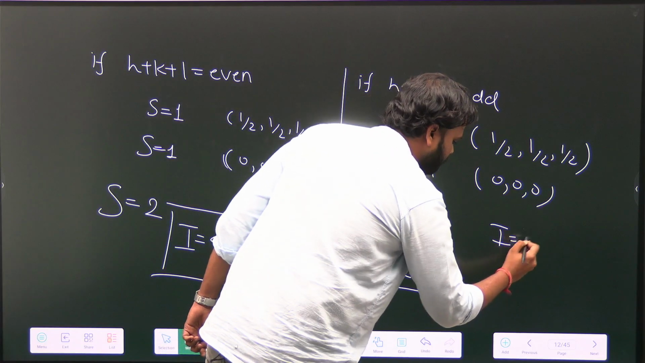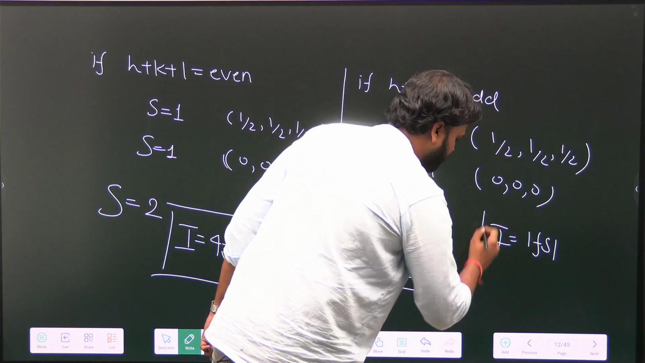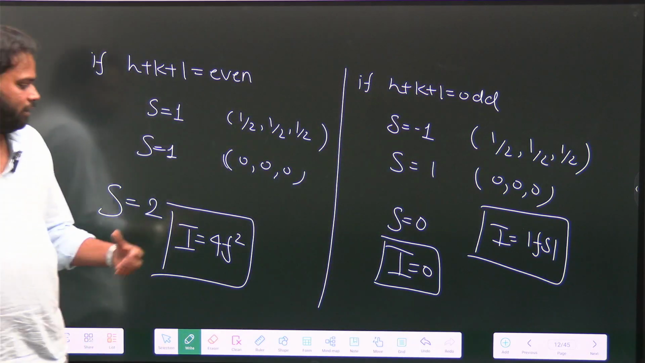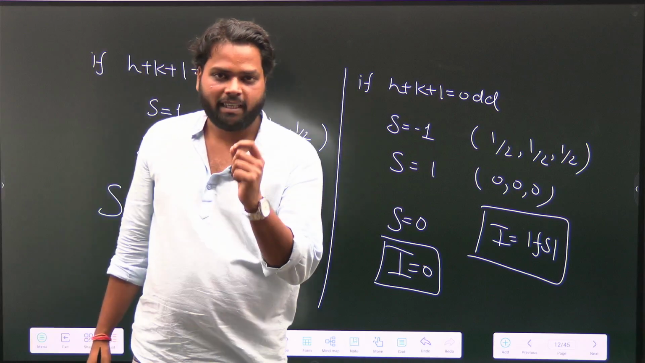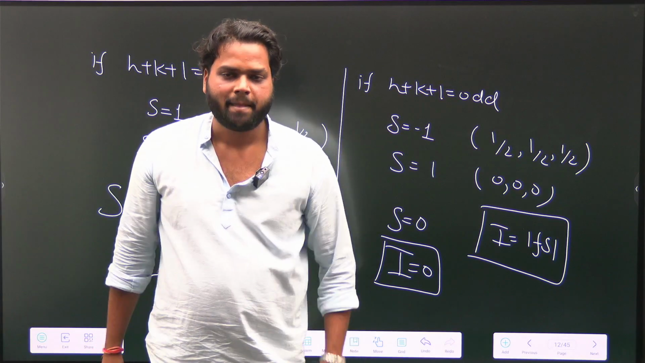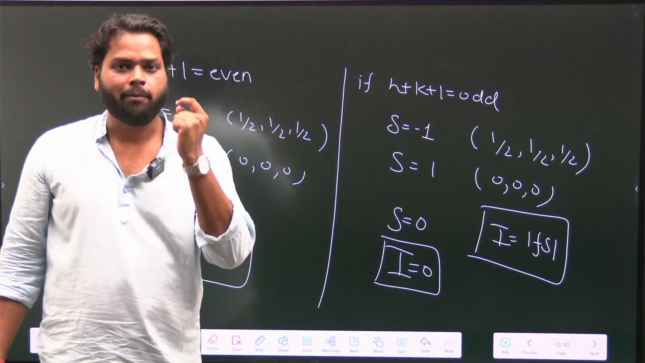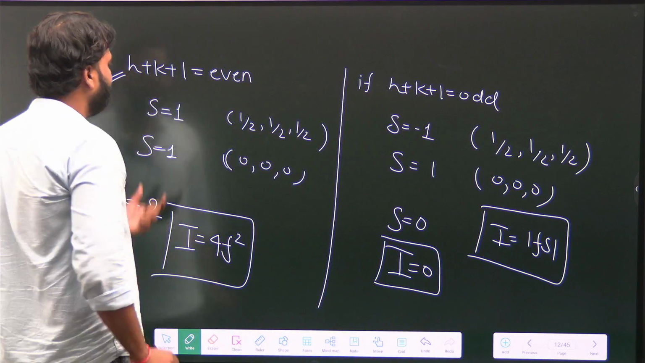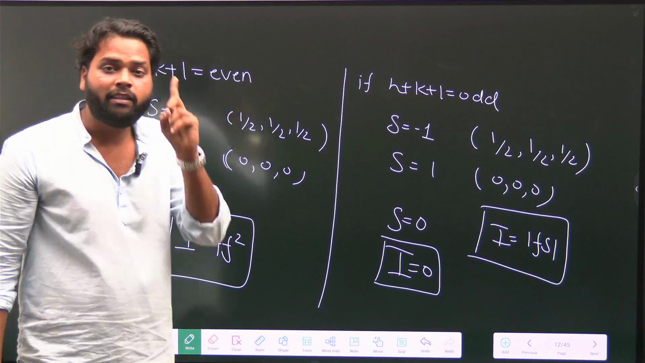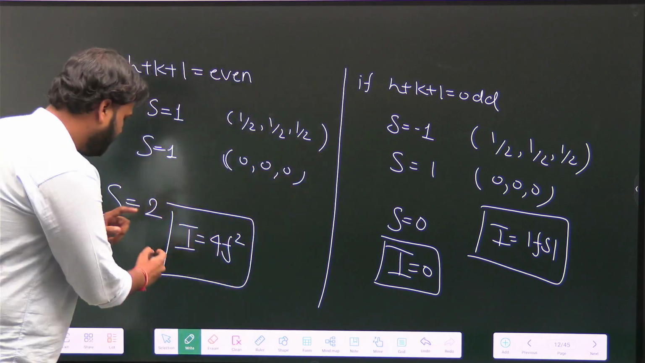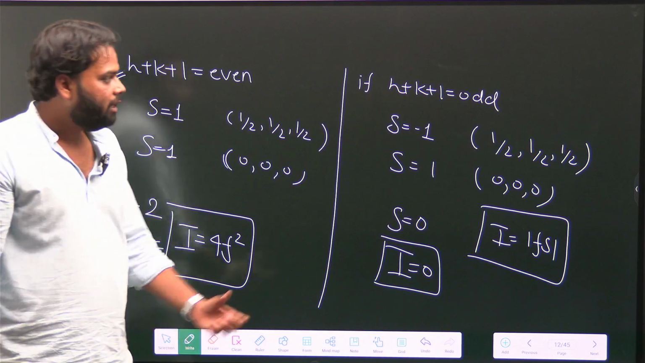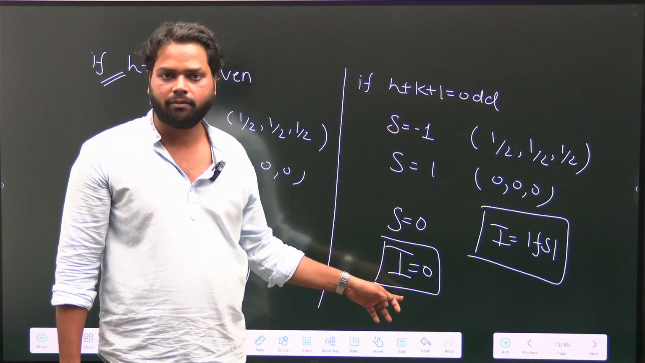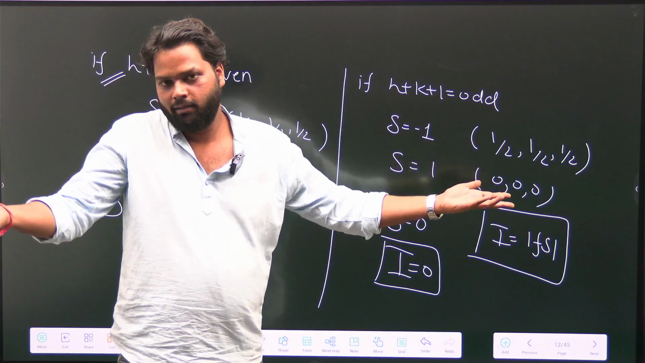Because I is equal to mod f s. I told you this. Okay, so what information do you get here? Just by seeing the Miller indices, for the body-centered cubic lattice, if the sum of all the integers is even, then only the peak will be present. Only then does intensity come. If the sum of all three integers is odd, then intensity will vanish. No peak will be seen. Clear?